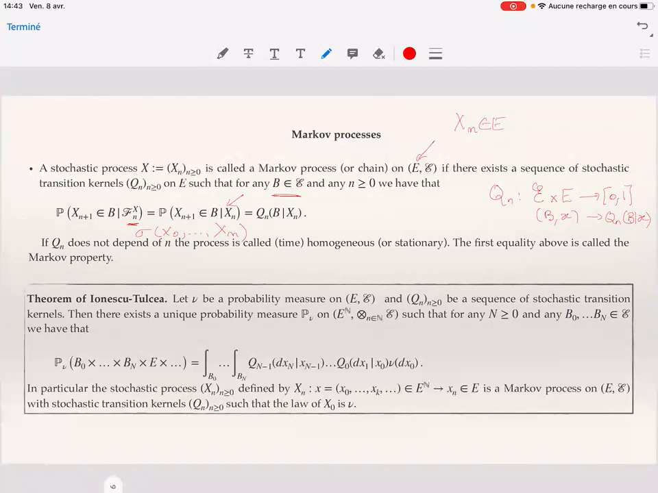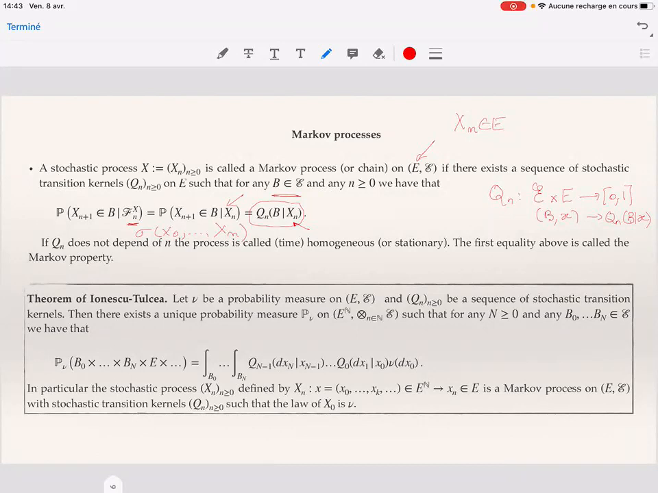And this probability here, which a priori depends on n, has some properties. It is a probability first, like every conditional probability. And moreover, you have some kind of measurability with respect to this variable, which is encapsulated in the definition of a transition kernel. So this is the definition of a Markov process on a general state space.